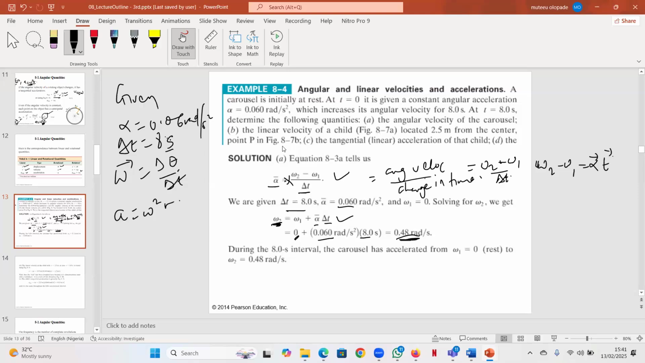So the next problem is that we have to find the linear velocity of a child located 2.5 meters from the center point of the carousel. So you have to calculate the linear velocity of the child. And if you remember, the relationship between the angular velocity and the linear velocity is this. So you already know the angular velocity and you know the radius. Was the radius given?